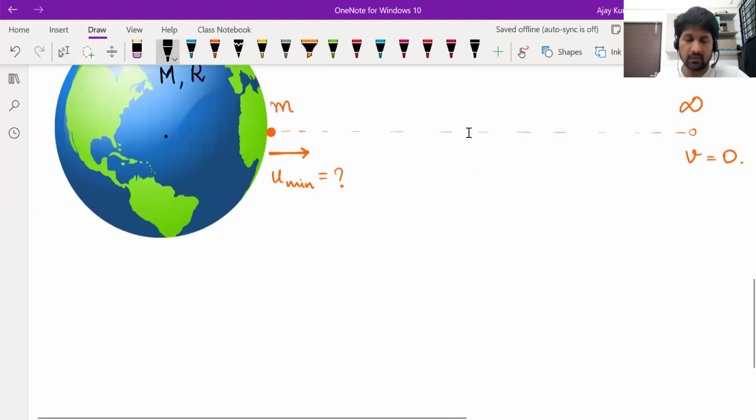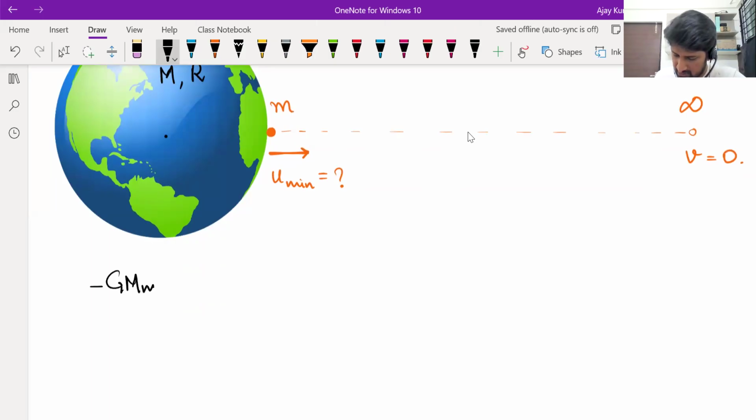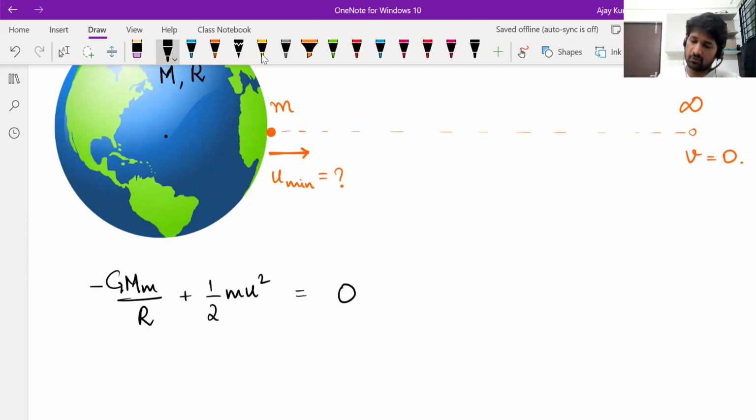So applying mechanical energy conservation, initial potential energy is minus GMm by R. Initial kinetic energy is half mu square. U is what we need to derive. Final potential energy: when an object goes off to infinity, at infinite separation, we assume potential energy to be zero. In fact, under that assumption itself, this formula is valid in the first place. So final potential energy at infinity is zero.